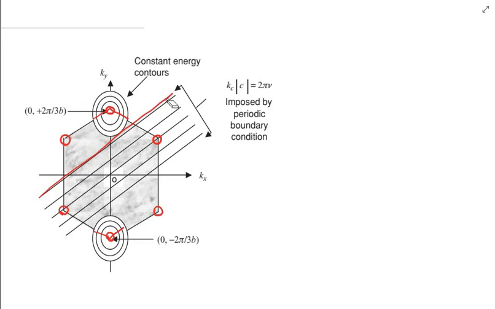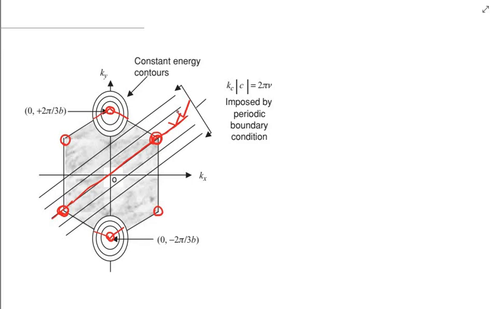For example, in this case, this straight line over here corresponds to a subband which does not display an energy gap because it passes through these corner points. So for this particular line corresponding to a subband, the energy gap is 0. I hope it is somewhat clear to you.